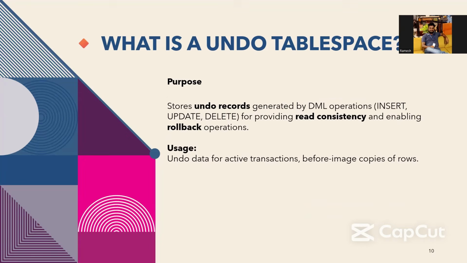And then the undo tablespace. I tell you, the undo tablespace will store the undo records generated by DML operations, insert, update, delete, for providing read consistency and enabling rollback operations. If maybe a user fires the update command, the old data is going to be located somewhere. At that time the undo comes into the picture and it will hold the data for some time. Okay, so this is waiting for the user's commit statement. So undo data is the before-image copy of the rows of an active transaction.